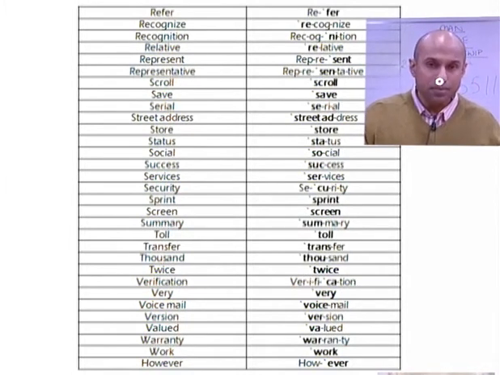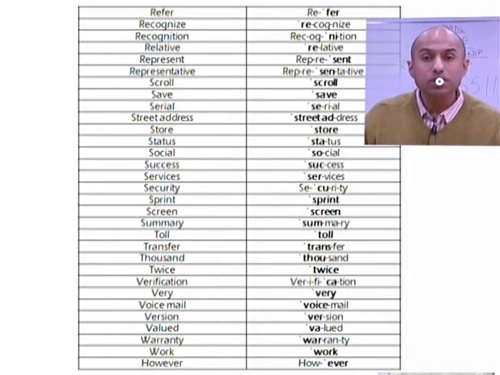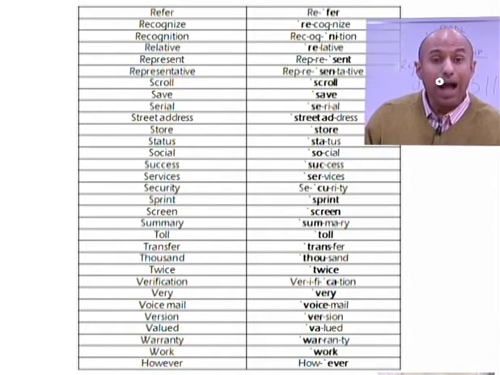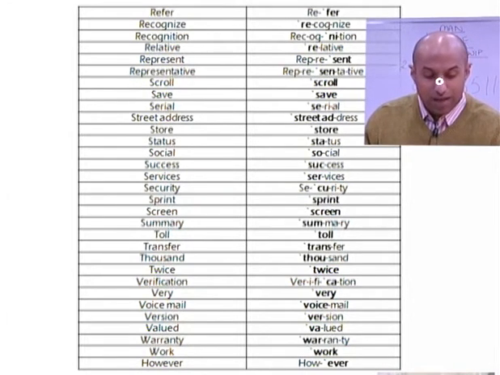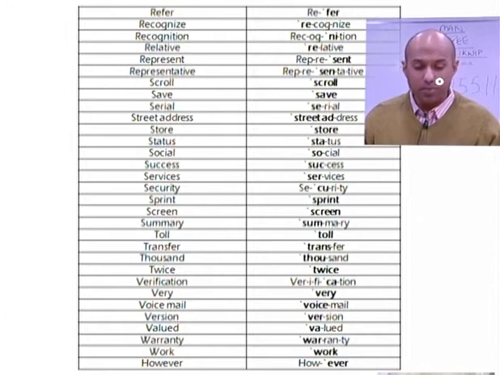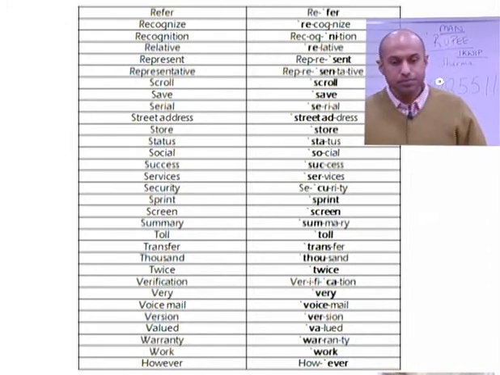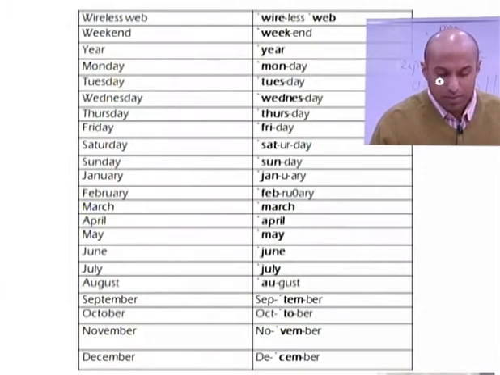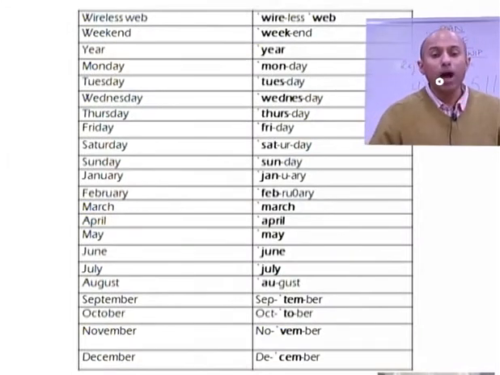However. Okay, again a compound word, how and ever coming together to say however. Yes, however. Then we have wireless web. Yes, wireless web.